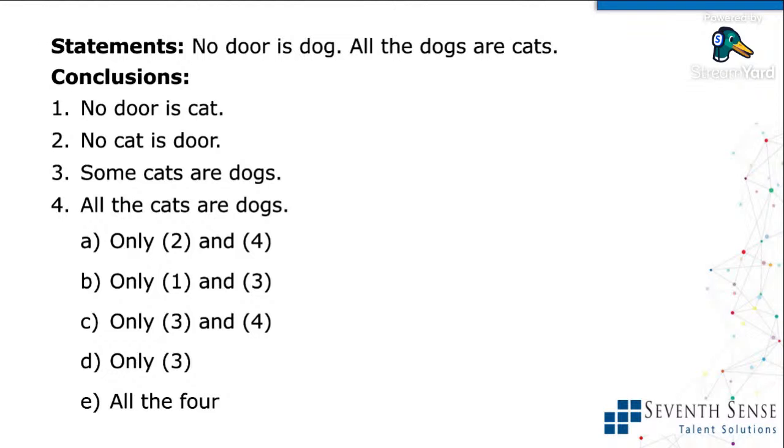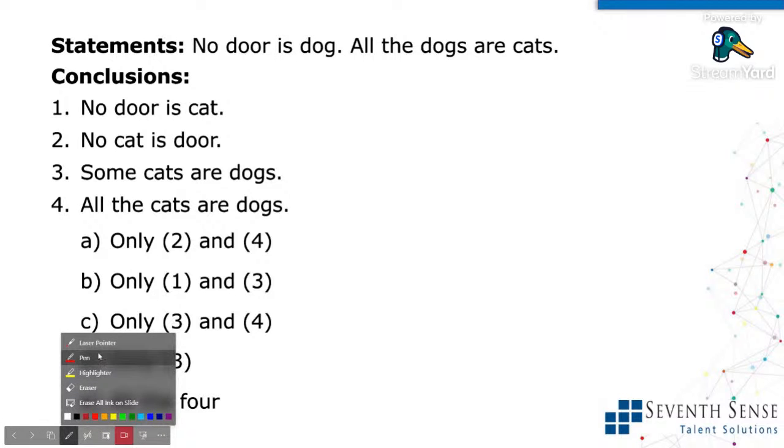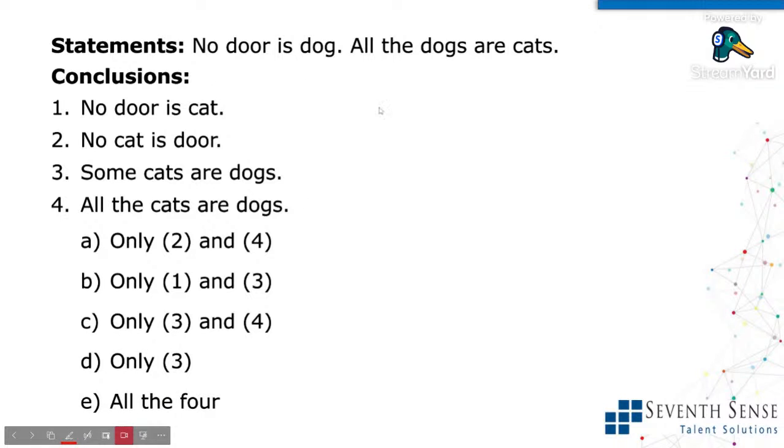No door is dog. All the dogs are cats. Quickly try to answer this. So I got one answer. Okay, option D. See, no door is a dog.